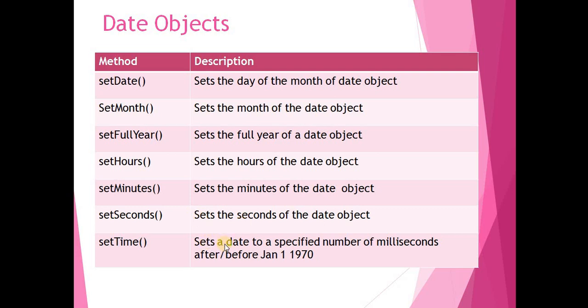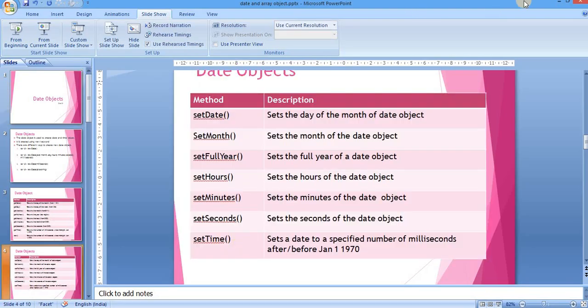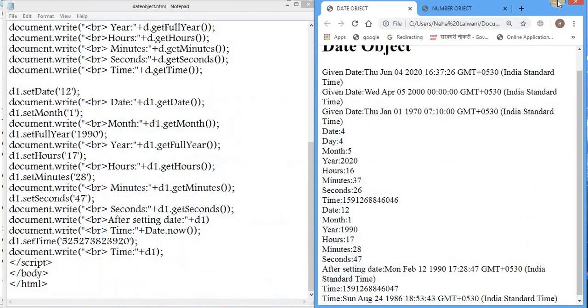setTime. Now when you set the time, again you are going to specify milliseconds. After you specify the milliseconds, it will calculate the milliseconds and it will show you the time. Okay. So let's quickly see one example related to this. So this is our example for date.